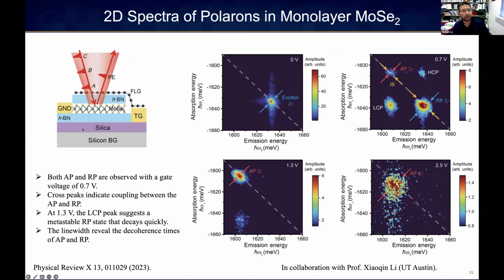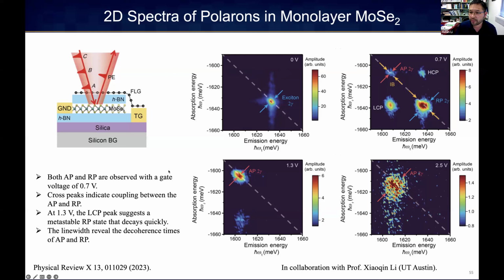So what we did here is that using this sample, we can adjust the doping level, and then we perform 2D spectroscopy at different doping levels. At the 0 volt gate voltage, the spectrum shows only one peak, and that peak comes from the exciton resonance. And then we can, of course, perform the linewidth analysis in order to extract the homogeneous linewidth. And then as we increase the gate voltage, there are now two peaks on the diagonal line, and they correspond to the attractive and repulsive polarons. And also you'll see the two cross peaks, which correspond to the coupling between these two branches.